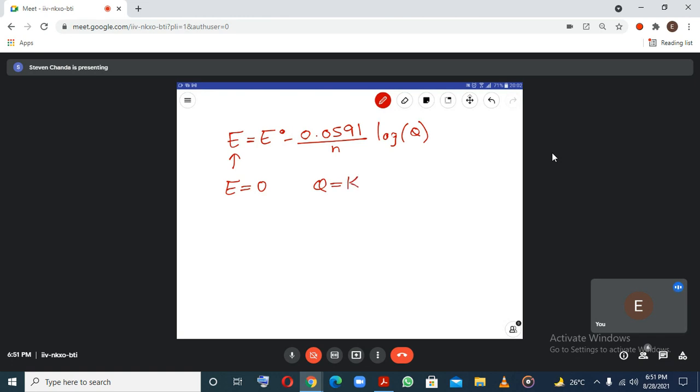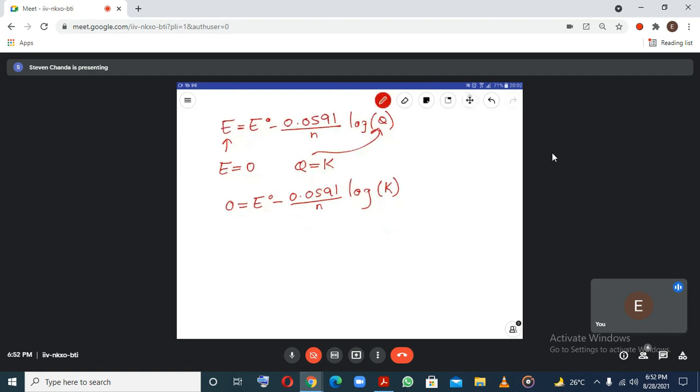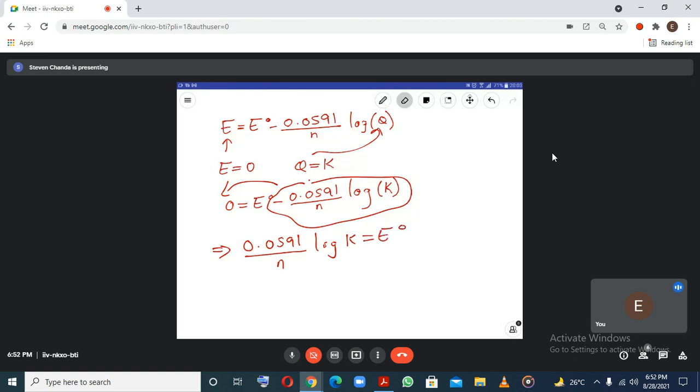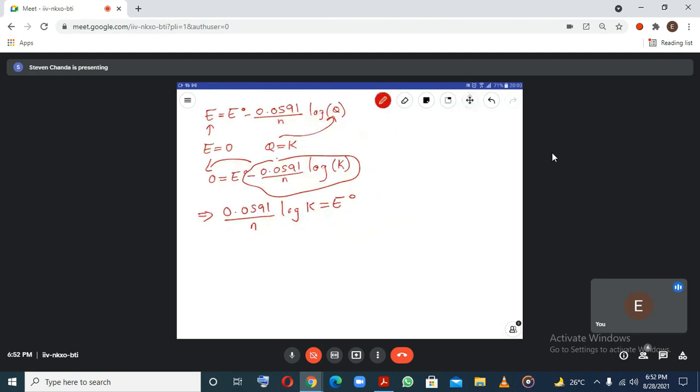So what then are you going to do? Basically you do your substitution. Where there was E, you put 0, and then you put the standard potential term over n, and where there was the Q, you put the K there. Then you want to make log K the subject of the formula because you want to find the equilibrium constant, right? So you can move this term to this side so that it becomes positive. So that's n log K, which is going to be E. Then at this point you can cross multiply.